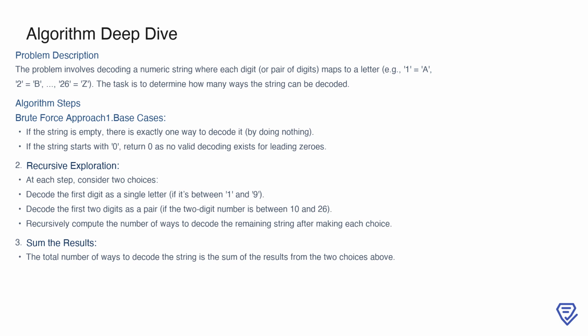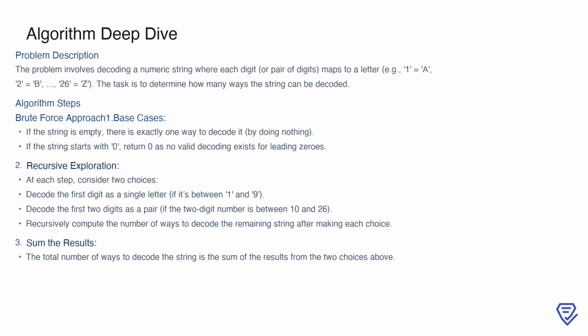From there, we can explore the problem recursively. At each step, we have two choices. We can decode the first digit as a single letter if it is between 1 and 9, or we can decode the first two digits as a pair if they form a valid number between 10 and 26. For each of these choices, we then recursively determine the number of ways to decode the remaining part of the string.